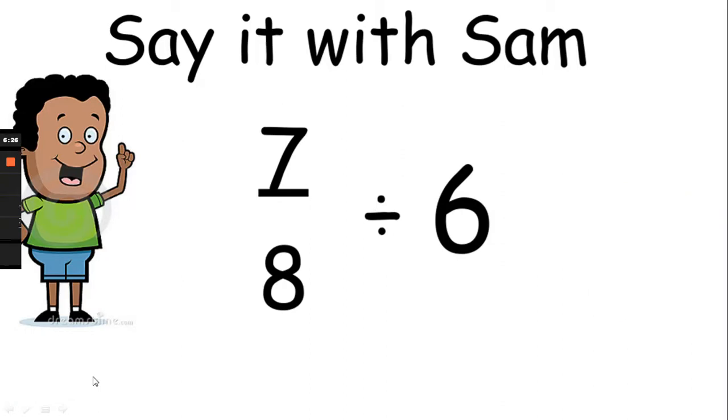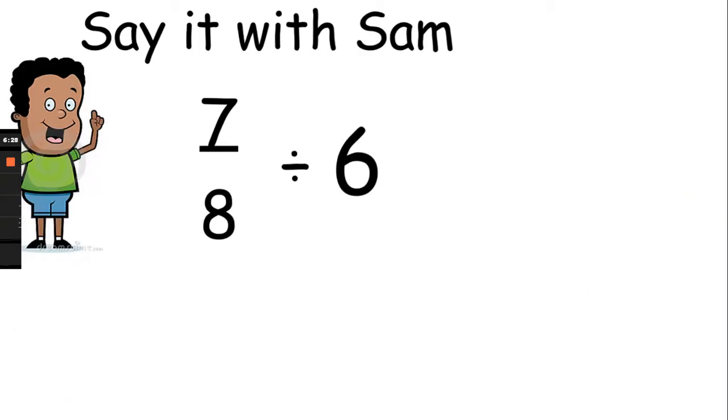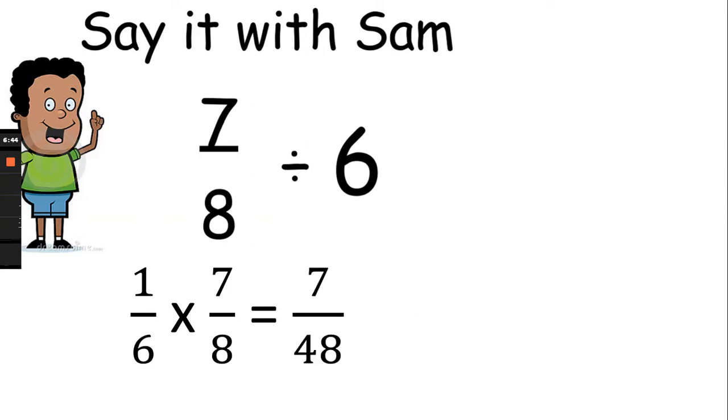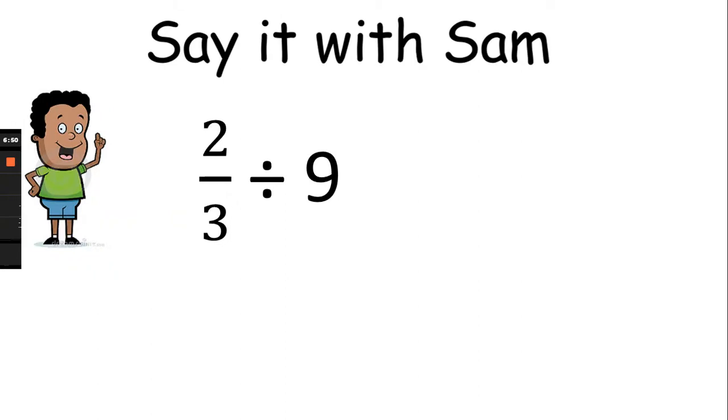Okay, let's see how you got on. I am finding 1/6 of 7/8. This is how I write down this calculation. 1/6 of 7/8. Now I times my fractions. 1 times 7, 6 times 8 to give me 7/48. Great job, Year 6.